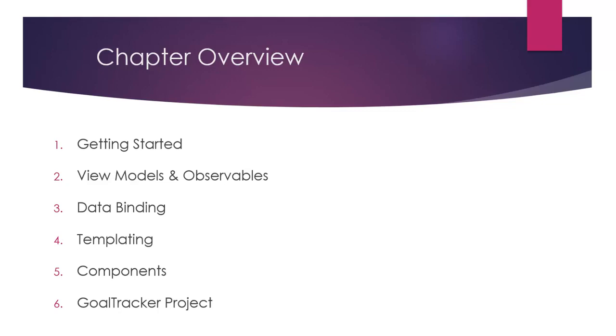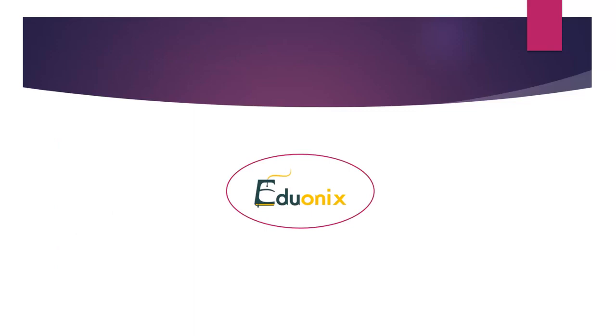Chapter 4 we'll be talking about templating. Okay, so we'll look at the native template system as well as using a third-party template system like Underscore. Chapter 5 will be about components, and chapter 6 will be the goal tracker project. So with the project we'll be building the back end, and we'll also be working with a MongoDB database, and we'll be using Ajax calls to interact with it. Okay, so that's the summary of the course.